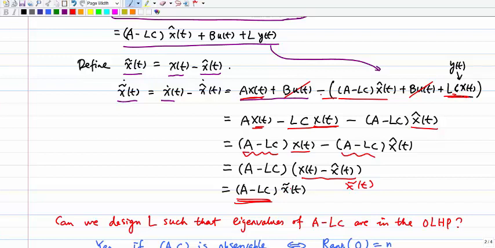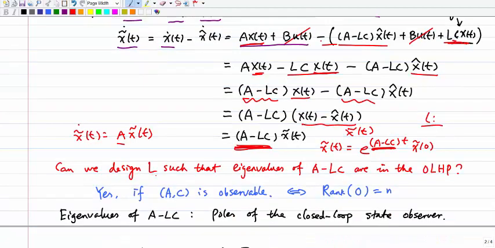Now this one is different from the previous open loop one, where, remember, x tilde dot t is A x tilde t. Now it sounds like we can change this, right? I have a different one. The solution here for x tilde t is e to the A minus LC t times x tilde 0. It looks like we can manage this term here. So I can design L to make sure A minus LC has eigenvalues in the open left half plane. That's our goal, right? So the problem becomes, can we design this L such that the eigenvalues of A minus LC are in the open left half plane?